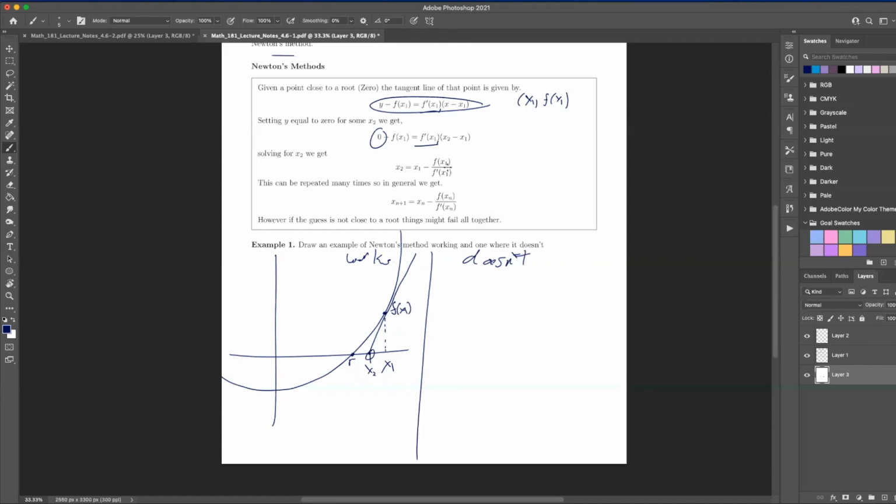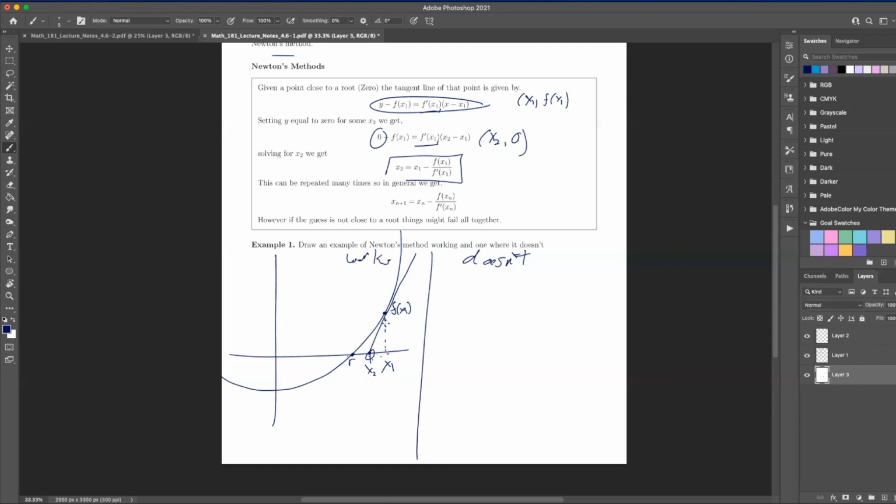So I'm plugging in the point x2, 0. I want to find x2, 0 on this line. Well, how do I do that? I know y is 0, so I just solve for x2, and so I get this. This is just solving this. And so I get a point, and this point is closer to the root than this point.